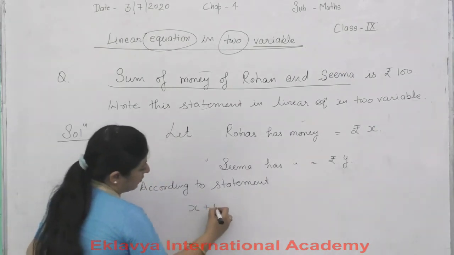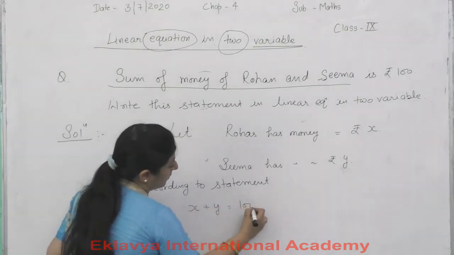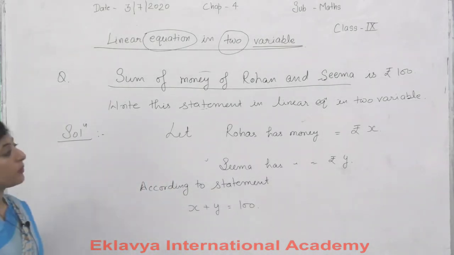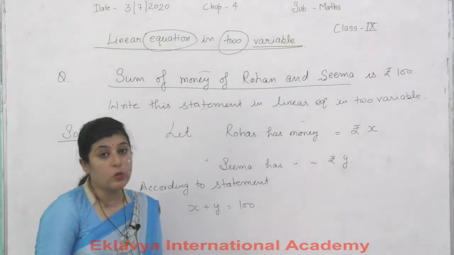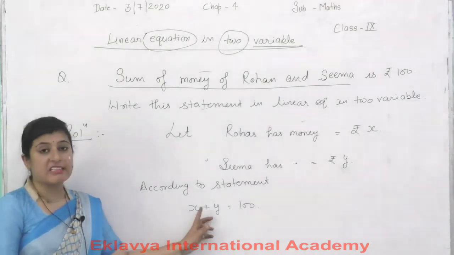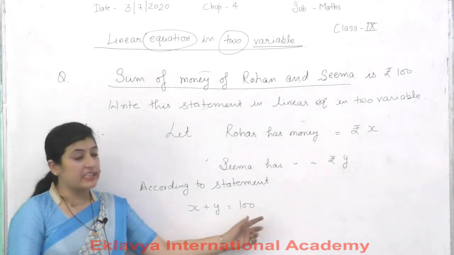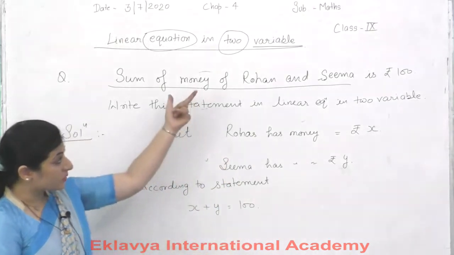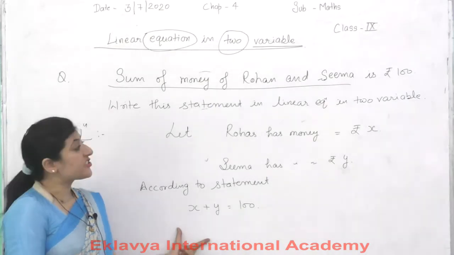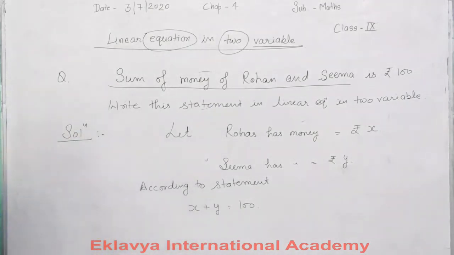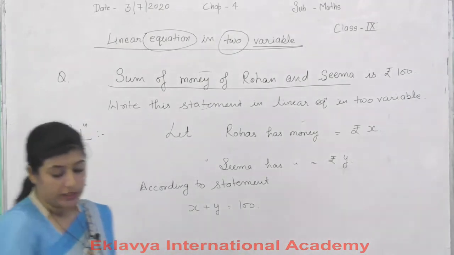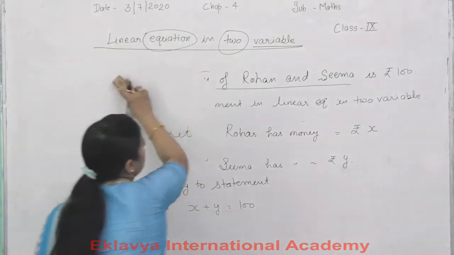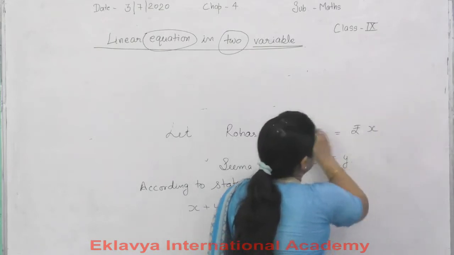X plus Y is equal to rupees 100. This is a linear equation in two variables. One variable is X, the second variable is Y, and the sum of these is equal to 100. So this completes our statement. This way we can write a linear equation in two variables. Now we take some questions related to standard form.